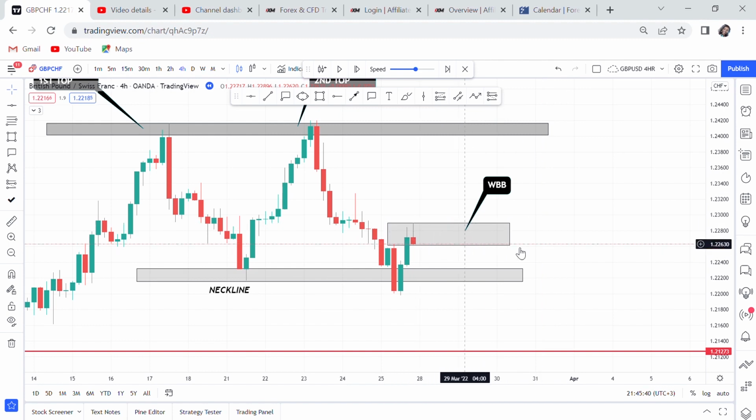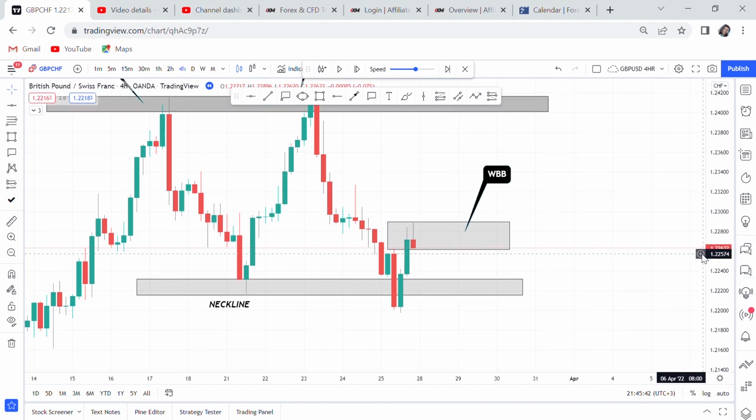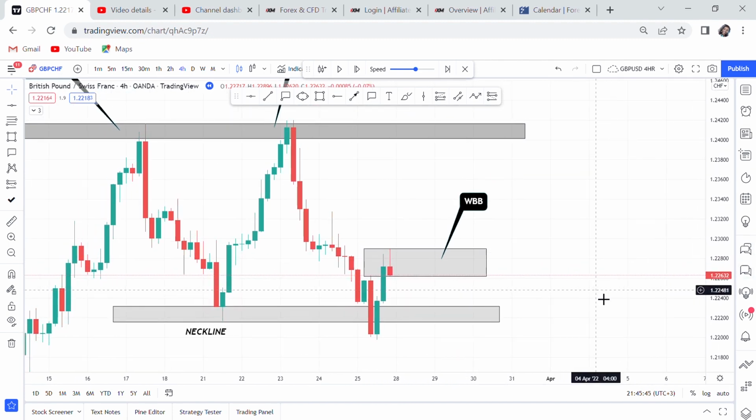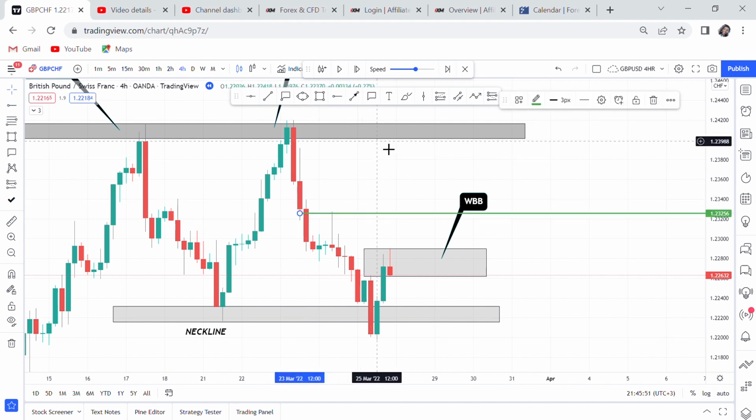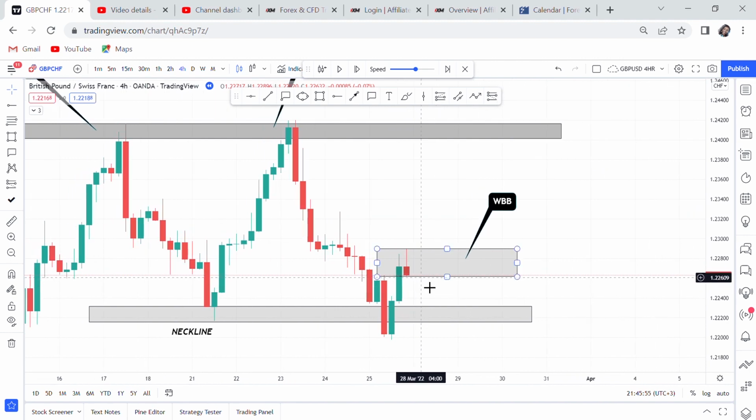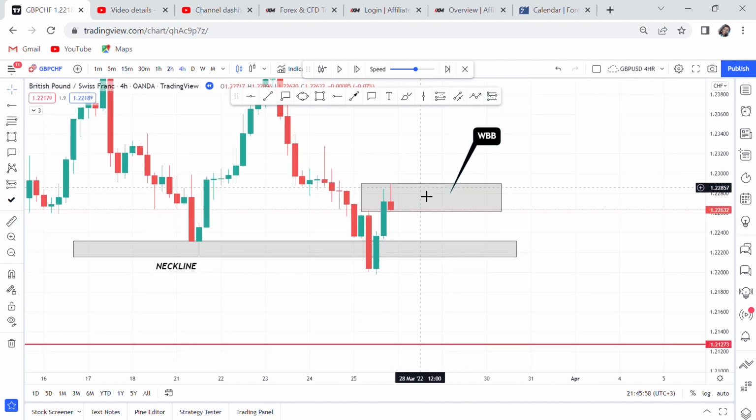We don't know if the market still wants to retest. It can come to many positions. It can come to here, or it can come all the way up there. So we don't know where the price wants to go. So with this box, we already know if it breaks the box, we are entering. So let's see what happens.